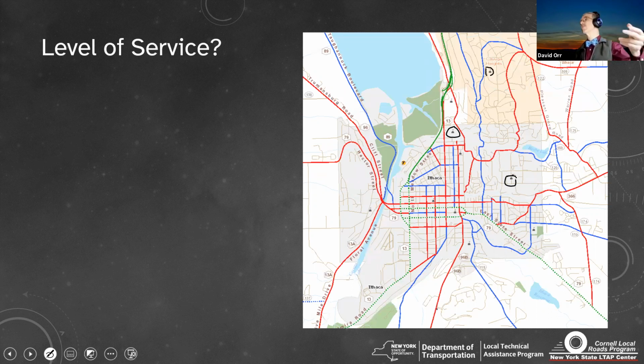And we're going to come back to why a policy is good here in a couple of minutes. So keep that in mind as we put together: what is your level of service and why is it important to have one? Okay.